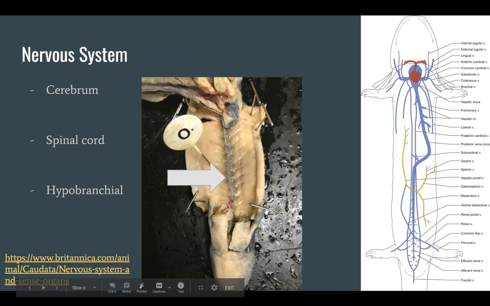Okay, so the cerebrum, which is part of the brain, it's like the little red circle toward the head in that one diagram. So it's a part of the brain, and it controls your neural and your sensory function, like smelling. And then you have the spinal cord, which is what the arrow's pointing to in the other photo. And that sends messages throughout the spine to multiple different parts of the body. And then the hypobranchial, which is at the center of the throat, and that allows the tongue to capture prey easily. And you can go on to the next slide.